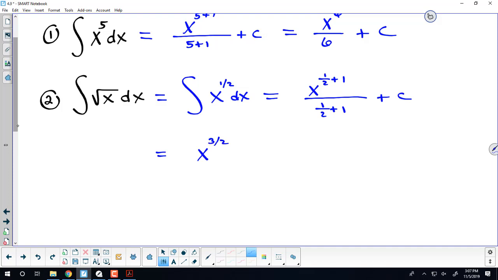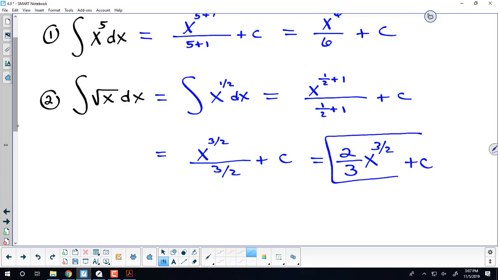So that's x to the 3/2 divided by 3/2 plus c, or 2/3 times x to the 3/2. So here, whatever power we're doing, we're just dividing by the new power. So like on the first one, it'd be 1/6 times x to the 6, and that's how you do it? Yeah.